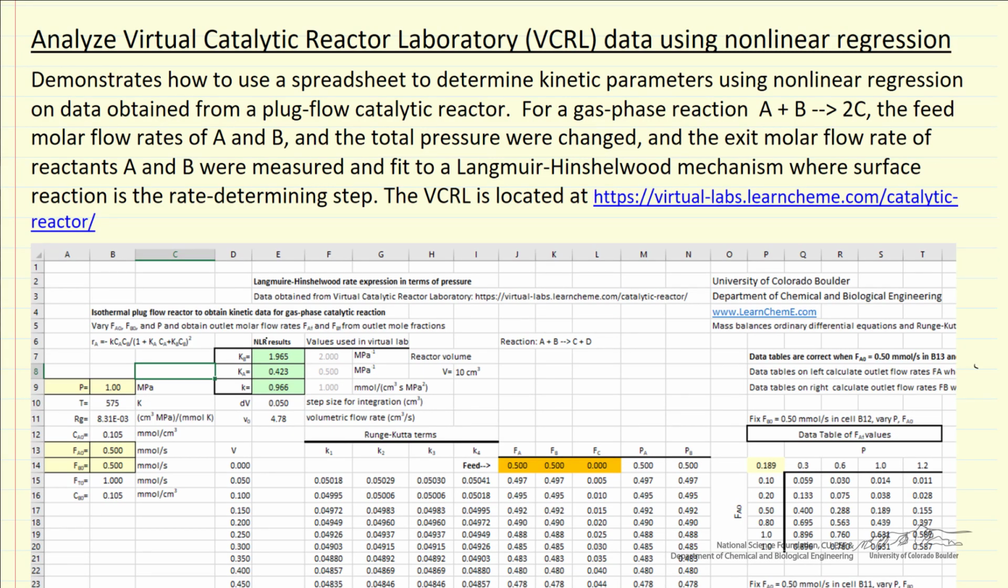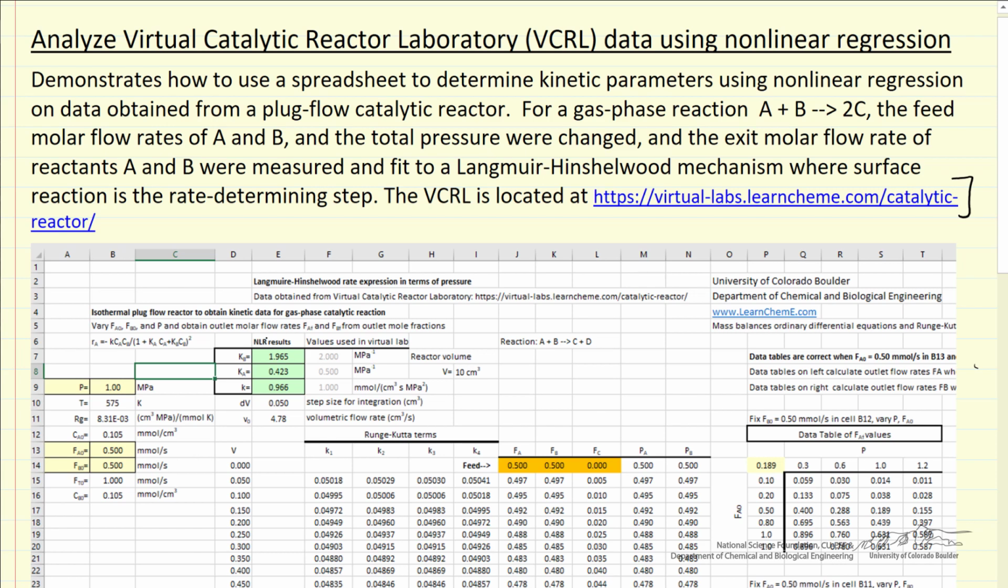I'm going to describe how we analyze data obtained from a plug flow reactor where we have a catalytic reaction, and the reaction is going to be modeled by a Langmuir-Hinshelwood mechanism. So the system is a gas phase reaction where A plus B goes to 2C, and the virtual catalytic reactor lab that we use to generate the data, the link is given here.